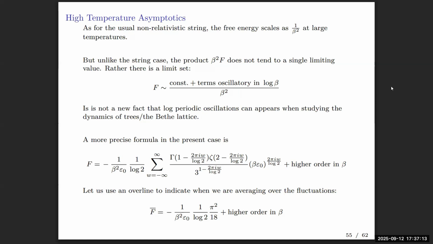A slight difference though is that unlike the string case, if you multiply the free energy density by beta squared, you don't get a finite limit. You actually get a limit set. You get some oscillations that are oscillatory in the logarithm of beta. And this is not a new fact. Physicists have looked at these trees, sometimes also called the Bethe lattice, before, and log periodic oscillations do appear. Okay, so the more precise formula is more involved, and I've written it here in terms of complex numbers, but you sum minus and plus, so it is a real answer. Let me just use an overline to show when I'm averaging over these fluctuations.